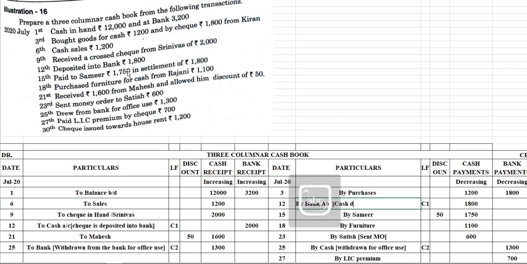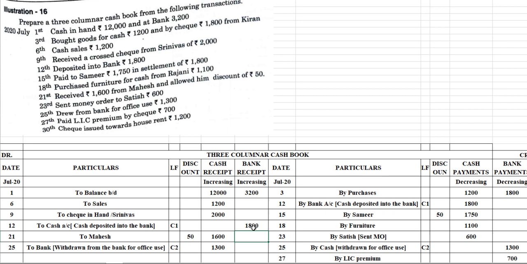By bank account, cash deposited into the bank, 1,800 rupees, which is deposited. So cash is reducing in cash account. In bank, cash should increase. So here on 12th, cash to cash account, cash deposited into the bank is 2,000. No, that is 1,800.